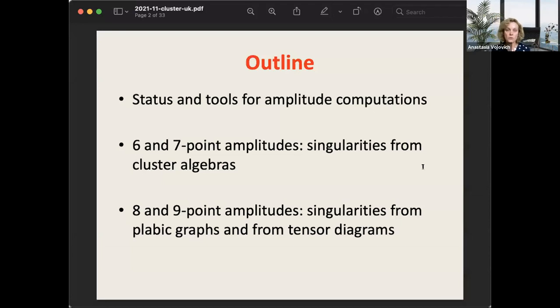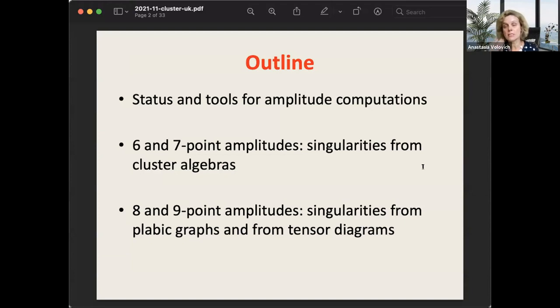And then the question we're going to be addressing is, what is the mathematical structure of this singularity? How can we, from a mathematician's point of view, describe this set of singularities? And the answer, so I'll right away present the answer. So it will turn out that for 6- and 7-point amplitudes, this set of singularities is very nicely described by cluster coordinates. So we'll get these singularities from cluster algebras.